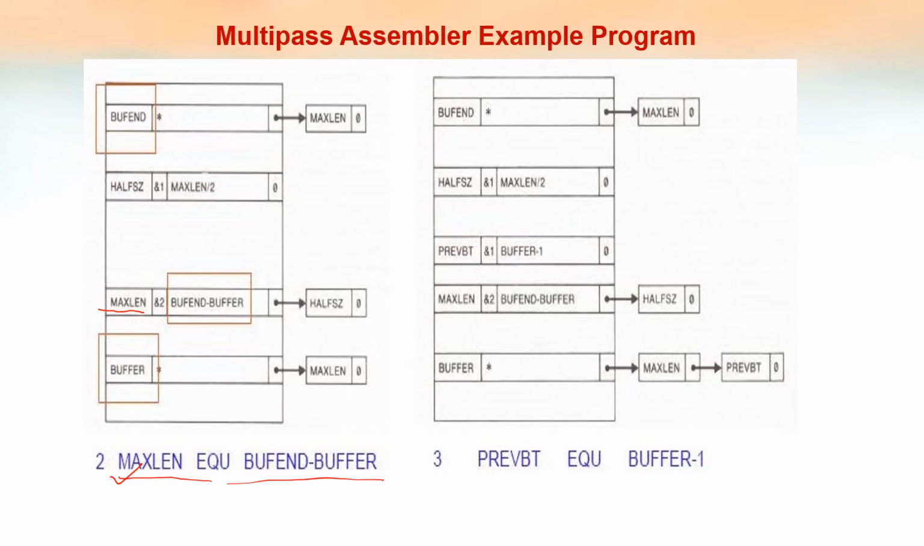So now we have obtained the definition of max LEN, it is buffend minus buffer. In the same symbol table we can write it over there, buffend minus buffer. And what we have to fill is the number of undefined symbols in the defining expression. Buffend and buffer are not defined, so the number of undefined symbols in the defining expression is 2. That I have written over here.